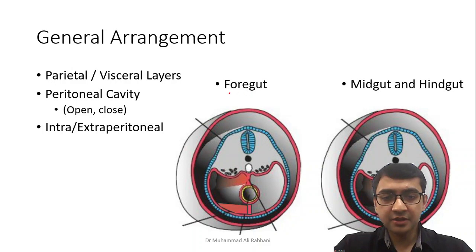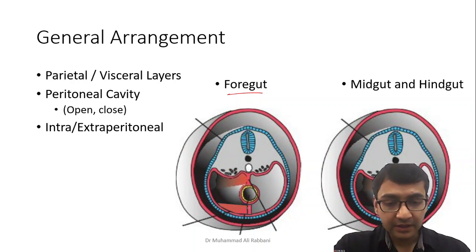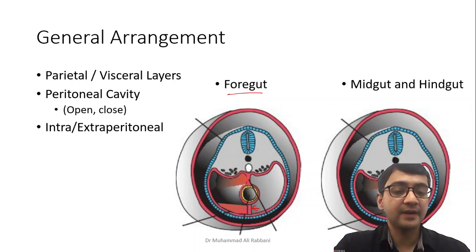There is an exception in the foregut. In the lower part of the esophagus, the anterior lesser curvature of the stomach, and the first half of the duodenum, they also have an additional mesentery on the anterior aspect that is known as ventral mesentery. We will discuss it in more detail in embryology.